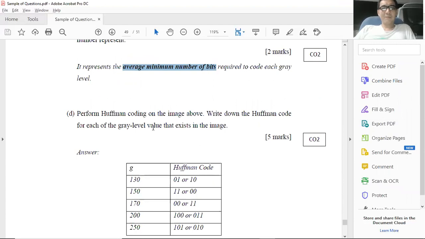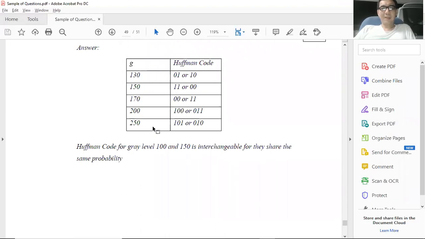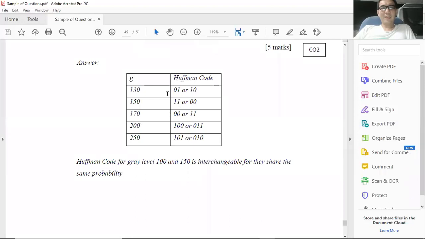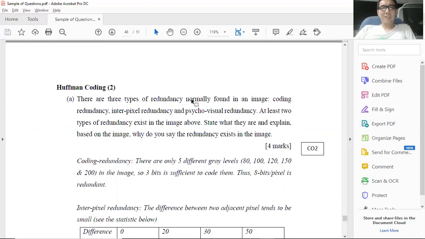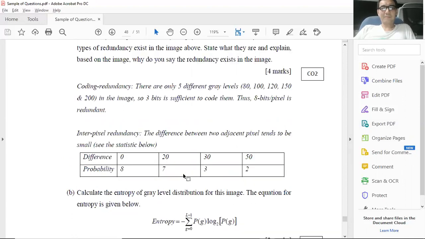Again, you have to perform Huffman coding. So just do the Huffman coding like what we have done, as in the notes. Note that their Huffman code can be either way, because the branches can be 0, 1, 0, 1, 0, 1, or you can have 1, 0, 1, 0, 1, 0. So their codes can be the reverse of each other.